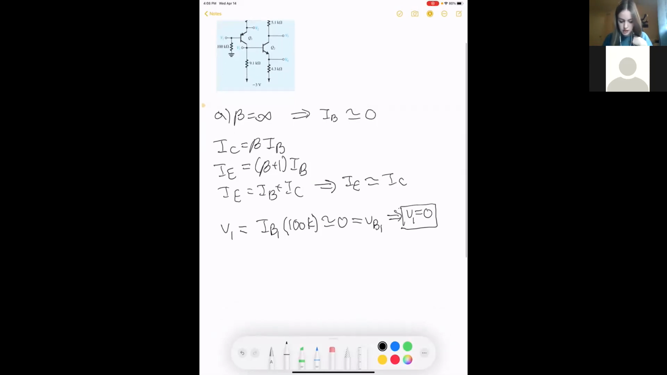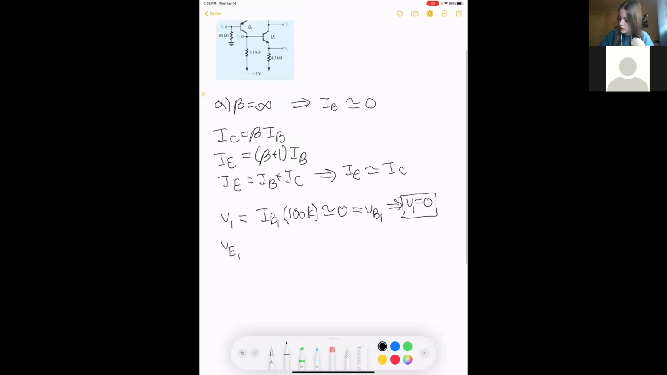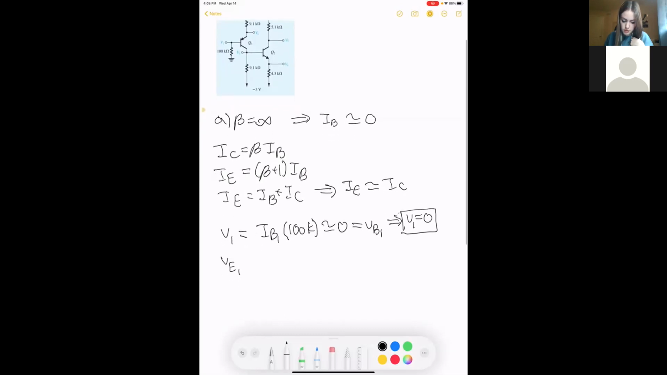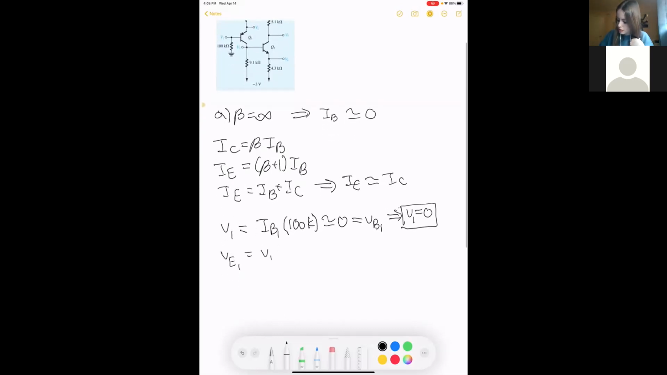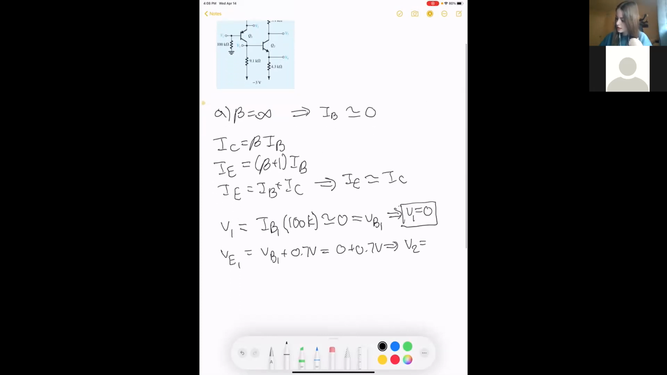Okay, moving on to VE1. That's the voltage at the emitter of Q1. So that's VB1 plus our 0.7 volts. It's a pretty easy calculation. We get that V2, which is VE1, as we can see labeled up here, is 0.7 volts.